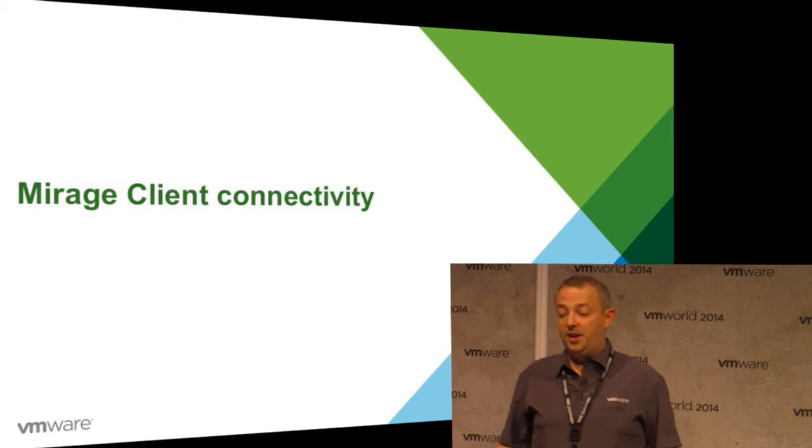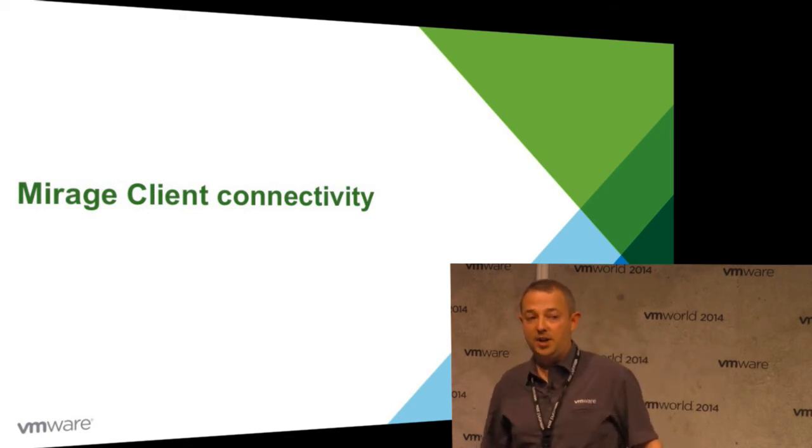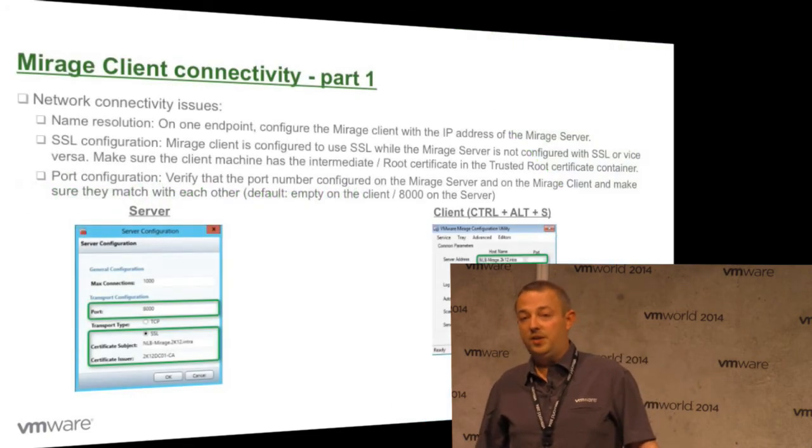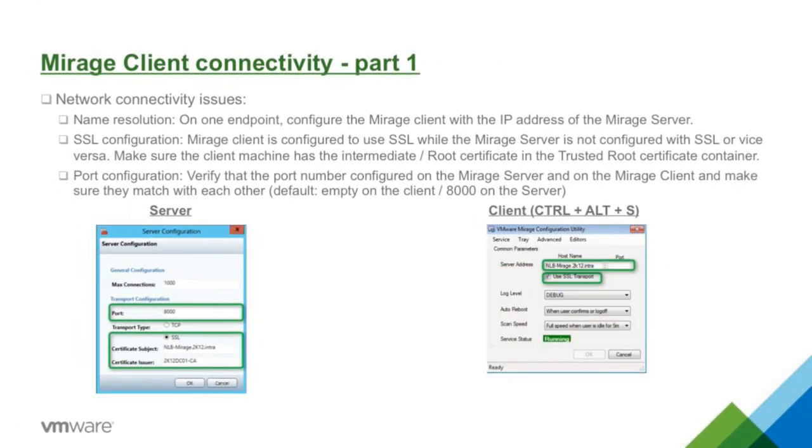If you face any issue regarding the Mirage client connectivity, you also need to verify a few things. Of course, the DNS resolution needs to be working fine, so you need to verify the name resolution. You need to make sure that the SSL configuration is the same on the Mirage server and on the Mirage client. If you have SSL configured for your Mirage server and the client is not configured to use SSL, the Mirage client won't be able to connect to the server. So make sure that you have the same configuration on each side.